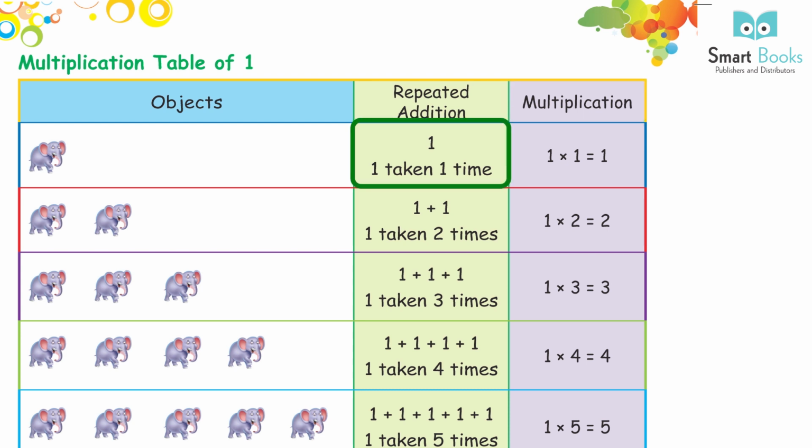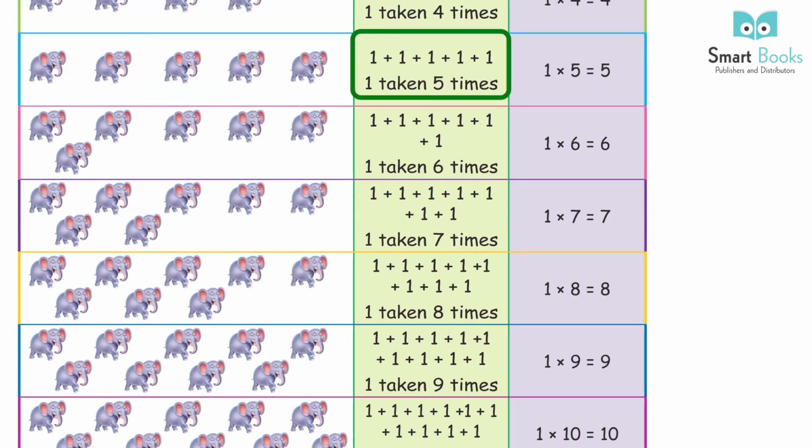1 taken 1 time. 1 into 1 is equal to 1. 1 taken 2 times. 1 into 2 is equal to 2. 1 taken 3 times. 1 into 3 is equal to 3. 1 taken 4 times. 1 into 4 is equal to 4. 1 taken 5 times. 1 into 5 is equal to 5. 1 taken 6 times. 1 into 6 is equal to 6.